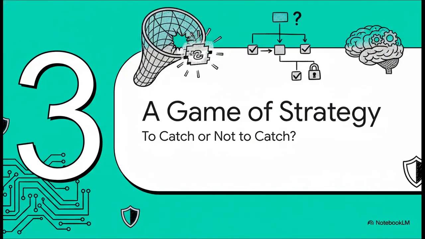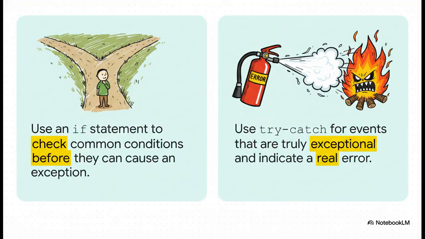But here's where it gets really interesting. Just because you have that safety net doesn't mean you should use it for every single little thing that could go wrong. Knowing when to catch an exception is just as important as knowing how to do it. Just look at Microsoft's own guidance on this. For things that are pretty common and predictable, like checking if a database connection is already closed, a simple if statement is way better. It's faster, it's cleaner.